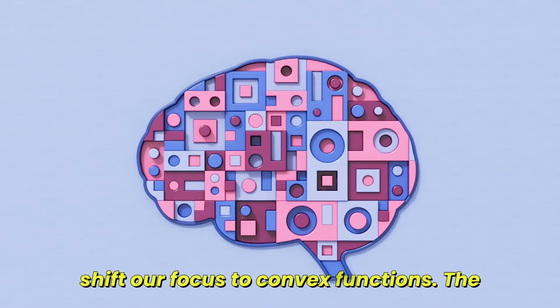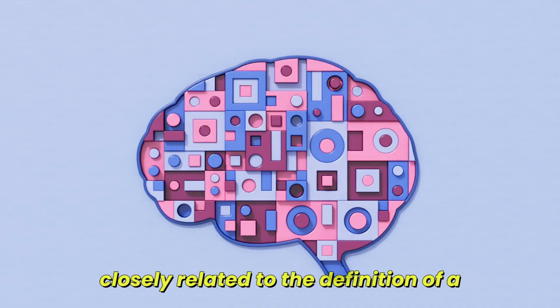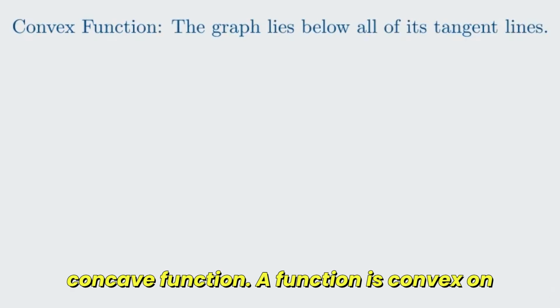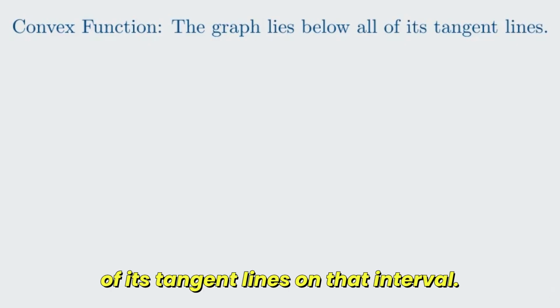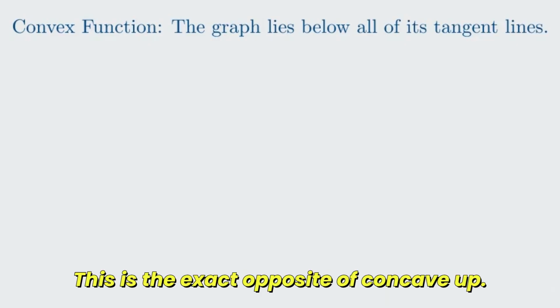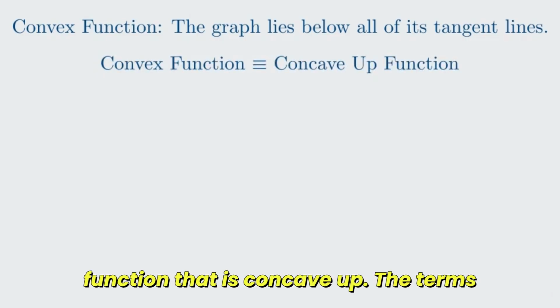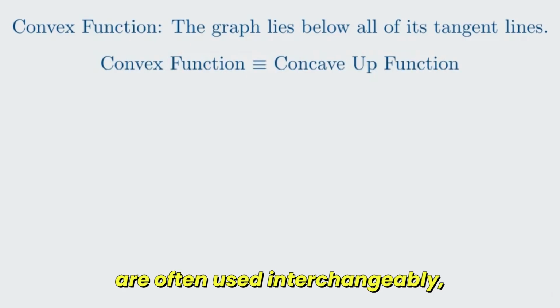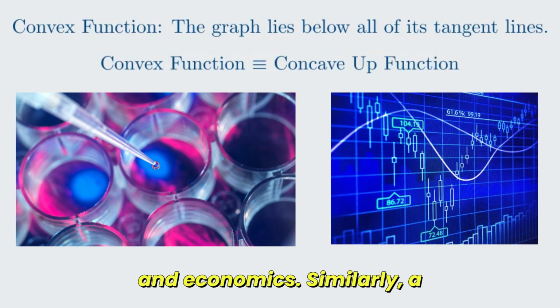Now let's shift our focus to convex functions. The definition of a convex function is closely related to the definition of a concave function. A function is convex on an interval if its graph lies below all of its tangent lines on that interval. This is the exact opposite of concave up. So a convex function is the same as a function that is concave up. The terms are often used interchangeably, especially in fields like optimization and economics.